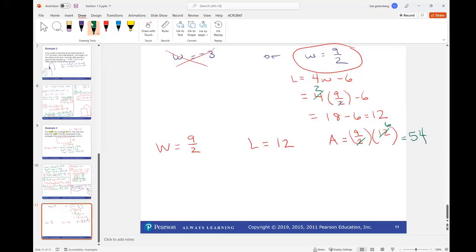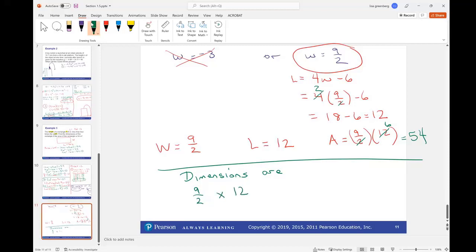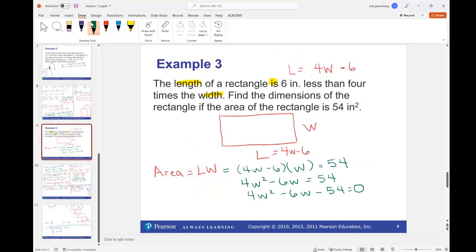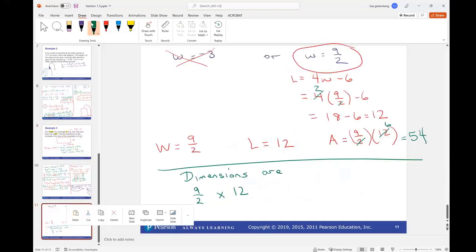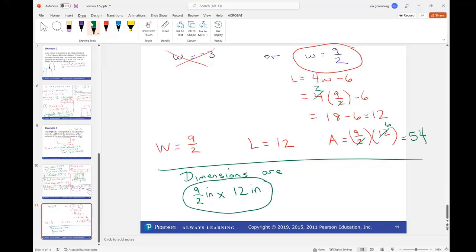When it asks for dimensions, it's asking you for the dimensions. They are 9/2 by 12. And we want to put our units, and our units are in inches. Notice everything here is in inches. We would say 9 inches by 12 inches. That's the size of the rectangle. Or if I wanted to draw it out, this would be 12 inches and this would be 9/2 inches.